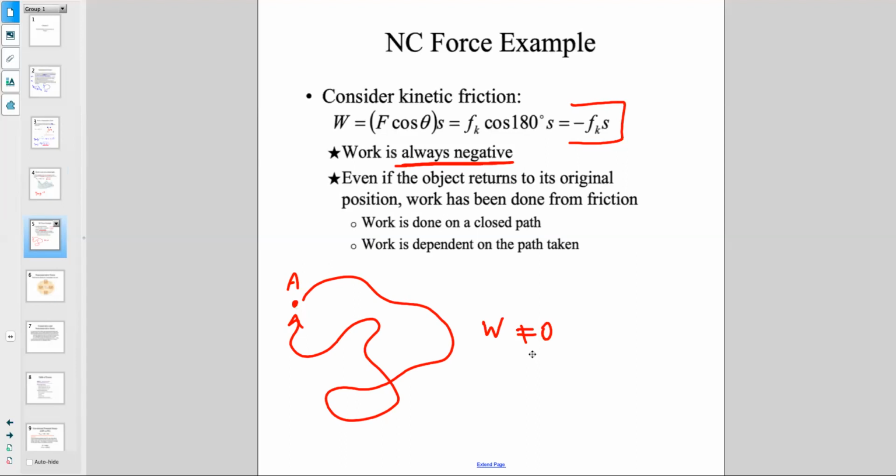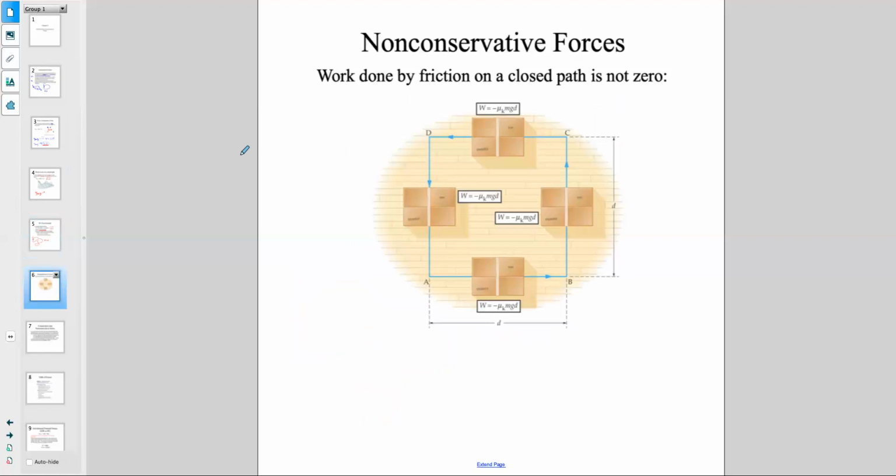The work depends on the path taken. So just like friction, it does depend on the path. If you're going on a longer path, you're doing more work against friction. So these are examples of non-conservative forces. For example, here, the work done by friction on a closed path is not zero.